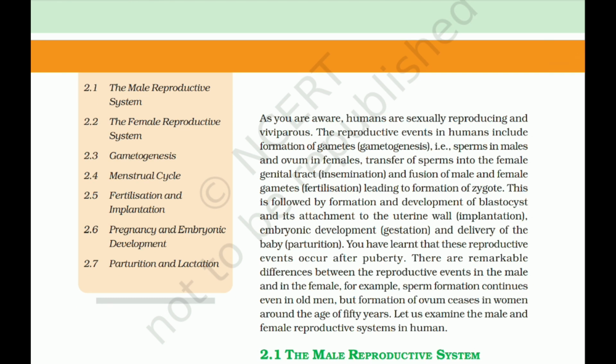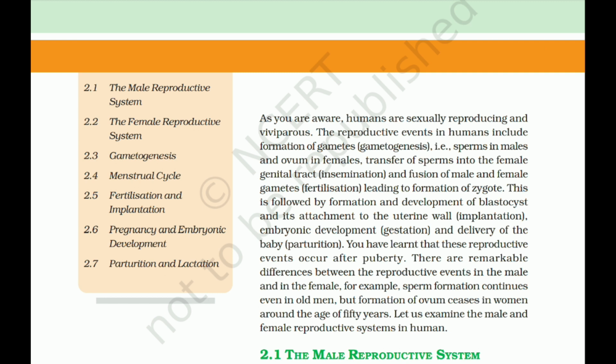The reproductive events in humans include formation of gametes, gametogenesis, sperms in males and ovum in females, transfer of sperms into the female genital tract, insemination, and fusion of male and female gametes, fertilization, leading to formation of zygote. This is followed by formation and development of blastocyst and its attachment to the uterine wall, implantation, embryonic development, gestation, and delivery of the baby, parturition.